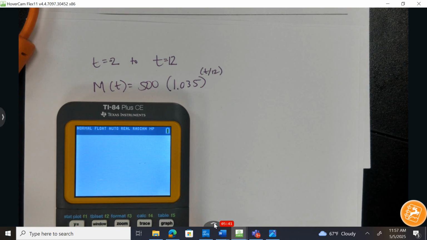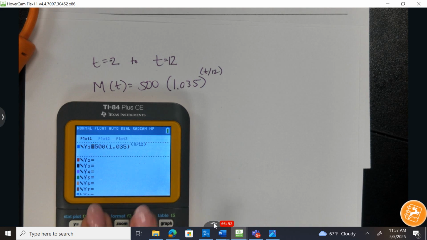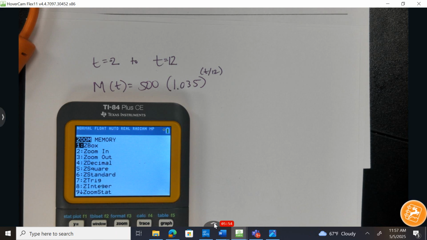I'm going to come up here and plug this in. 500 times, make sure to use that parentheses, and again, parentheses around the fraction that's in the exponent position. Okay, let's open up this window and do a zoom cut.